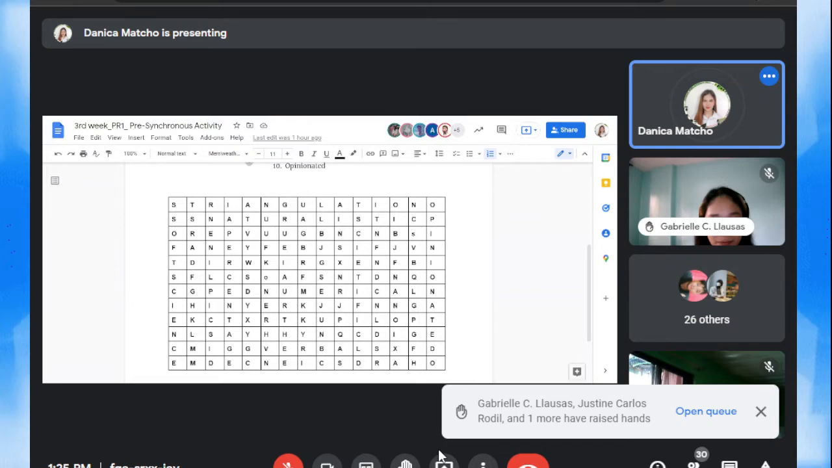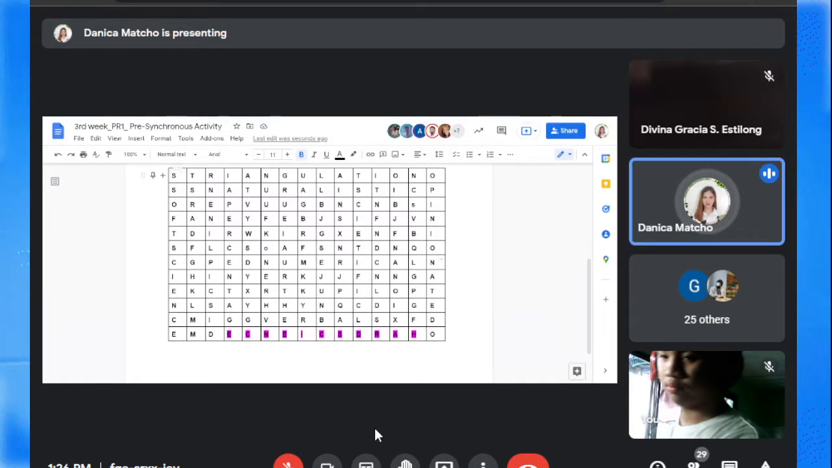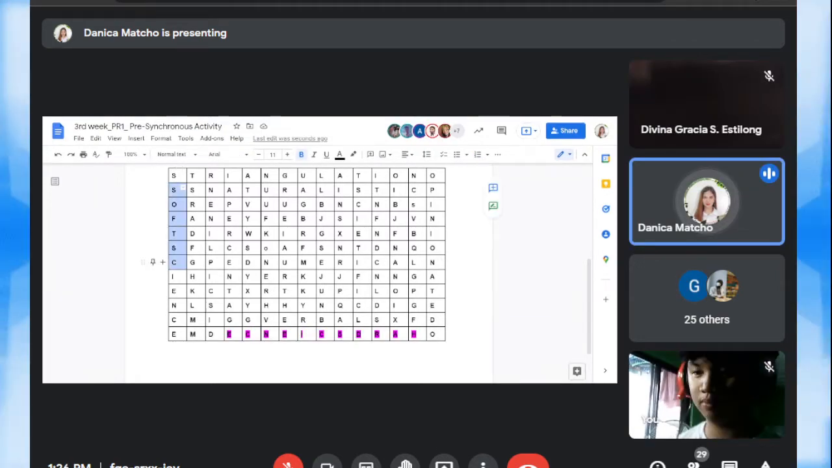Soft science. Divine. First column po, second row hanggang last row po. First column, second row. Okay, very good. So we have here the word soft science. So it's highlighted also.